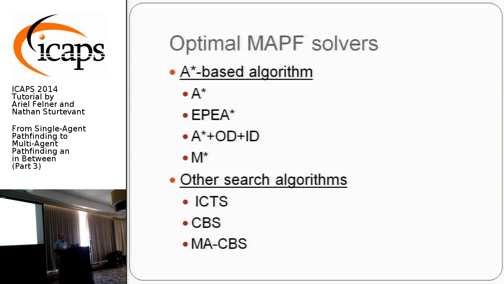Okay, let's talk now about optimal multi-agent pathfinding solvers. I would like to talk about two classes: A*-based approaches and other search algorithms. All try to find optimal solutions. And of course, when we want to find optimal solutions, we know in advance that we will probably not be able to solve large problems, and we have a scaling problem, but this can inspire us to then develop suboptimal solution algorithms based on those algorithms.